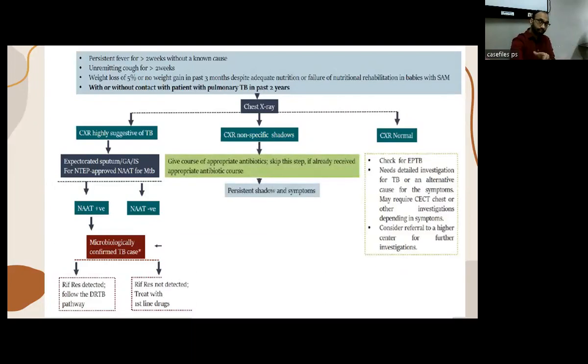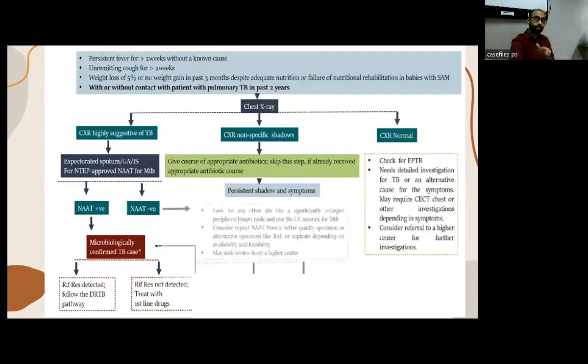So we actually give a course of antibiotics for 2 weeks and then proceed to the next step. And if the persistent shadows on the chest X-ray remain after 2 weeks, then we look for any other extrapulmonary TB site, and we can consider repeating a CBNAAT from a better quality specimen or an alternative specimen like a bronchoalveolar lavage or an aspirate or lymph node aspirate, or depending on whatever is available.